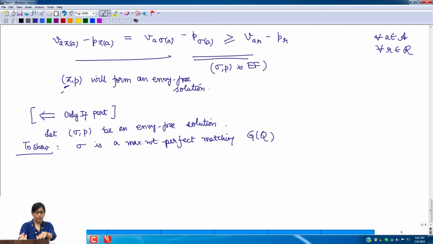Note that in the previous part we showed that given a maximum weight perfect matching, I can couple it with some price vector to make it an NV free solution. Right now I am showing that, give me an NV free solution, and I will say that this sigma has to be a maximum weight perfect matching and cannot be anything else. It cannot be a suboptimal perfect matching, for instance.